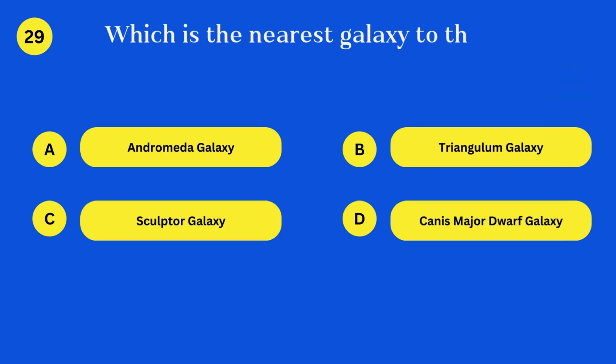Which is the nearest galaxy to the Sun? A. Andromeda Galaxy. B. Triangulum Galaxy. C. Sculptor Galaxy. D. Canis Major Dwarf Galaxy. Correct answer is D. Canis Major Dwarf Galaxy.